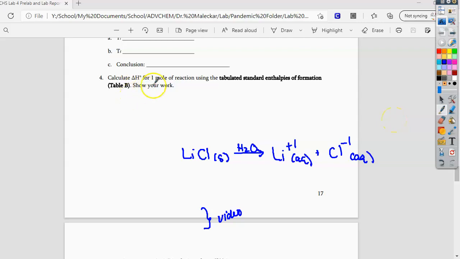And for number 4, you're doing products minus reactants from table B at the back of your lab. If you get a negative answer for this, then it's exo. If you get a positive answer for this, then it's endo. Same thing for the ammonium chloride.